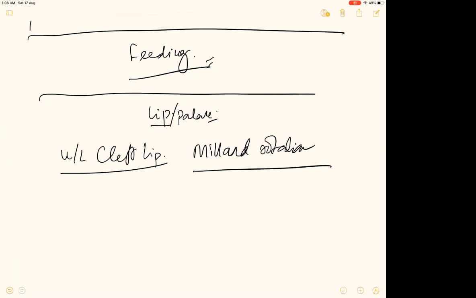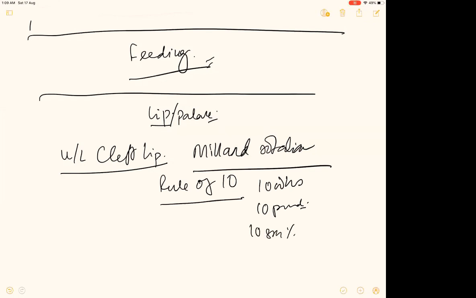And for this Millard's, we have something called Millard's rule of 10. What is that? 10 weeks must be the age of the baby, 10 pounds is the weight, and 10 gram hemoglobin is what you require. So remember that. It could be at 10 weeks, and then after that, I will target. So that is the first thing, called Millard's rule of 10. This is what you are required to remember.